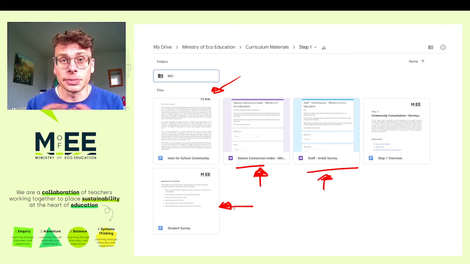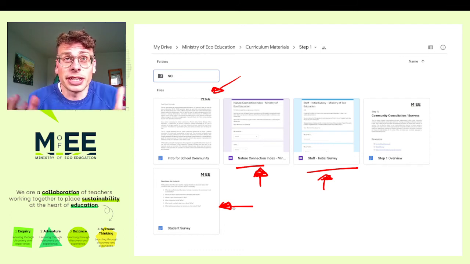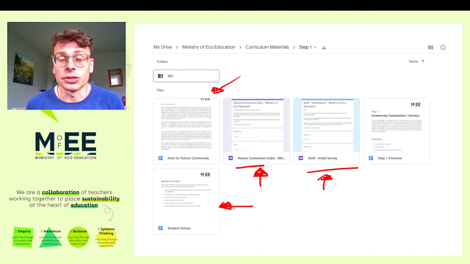So this is all about data gathering or information gathering, understanding where you're at as a school, as well as then sharing information with the wider school community. So everyone understands what the purpose of this is. They understand the aims of the curriculum, and they have a shared language to then communicate the journey before you then move on to step 2.